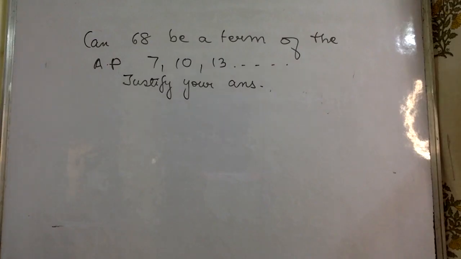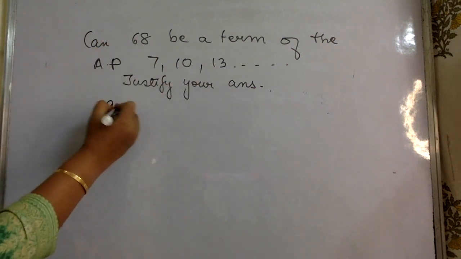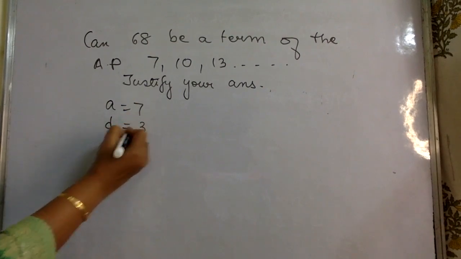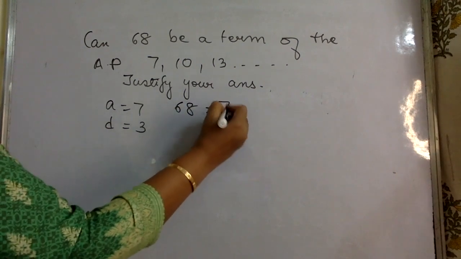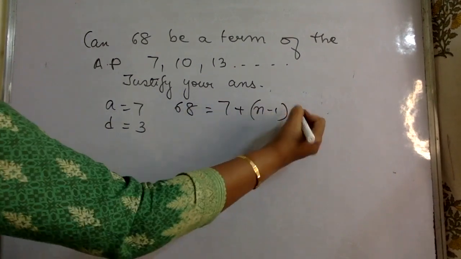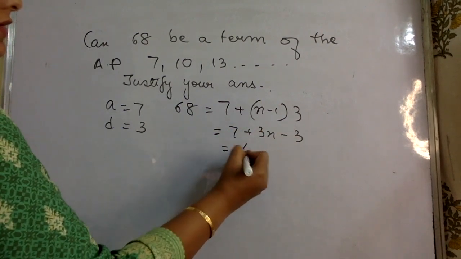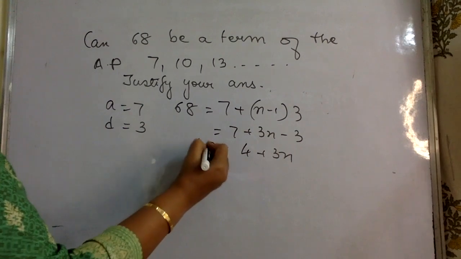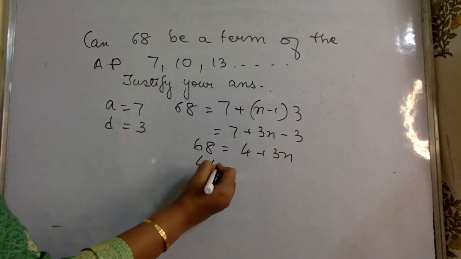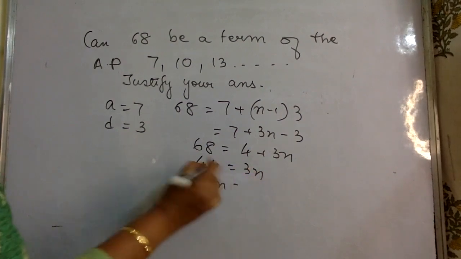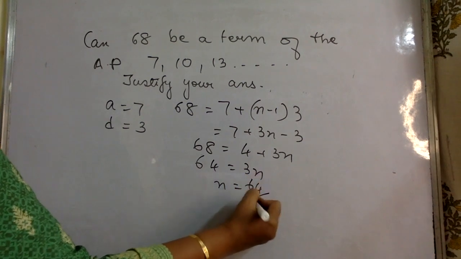Can the number 68 be one of the terms of this AP? A is equal to 7, D is clearly 3. Let me find if 68 can be a term. 68 is A plus n minus 1 into D. 7 plus 3n minus 3, that is 4 plus 3n, that is 68. So 64 is 3n. Sorry, n is equal to 64 by 3.